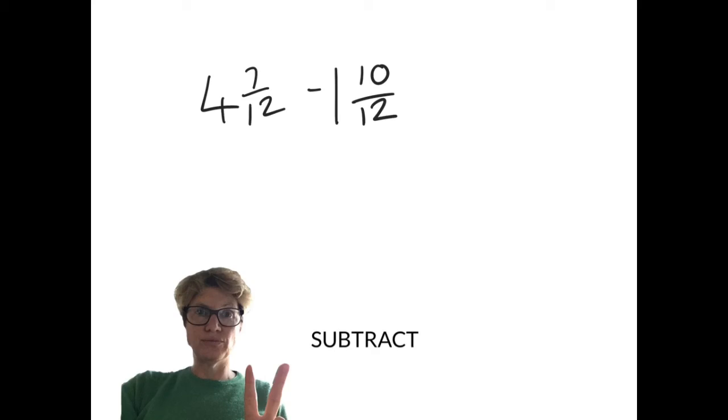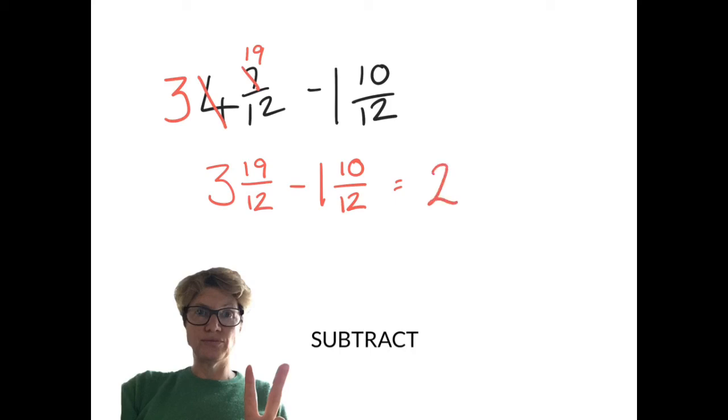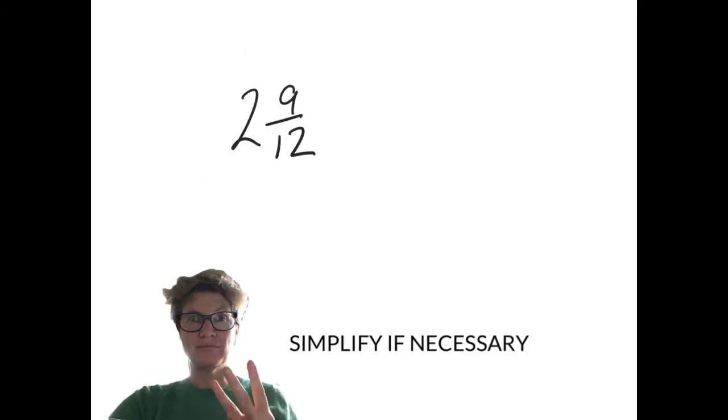Again, I can subtract the whole numbers but not the fractions. So I'm going to exchange one of my wholes for 12/12. 7 add 12 means I've now got 19/12 here. So I've got 3 and 19/12, take away 1 and 10/12. Which leaves me with 3 take away 1 is 2, 19 take away 10, 9/12.